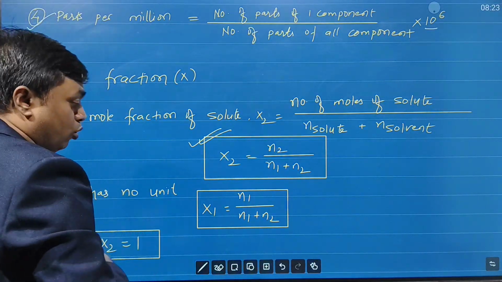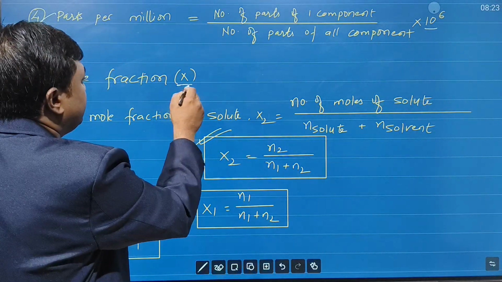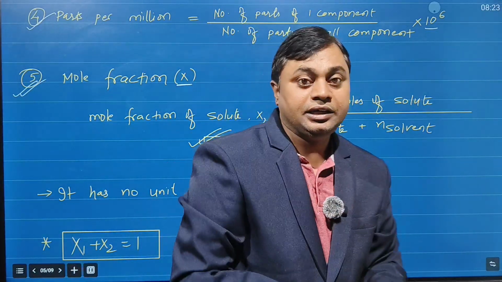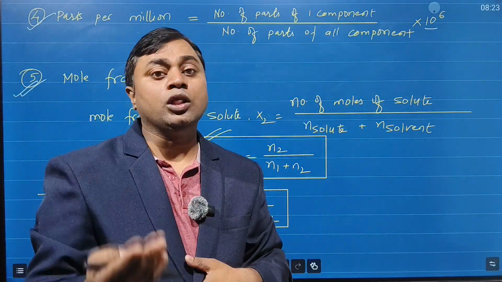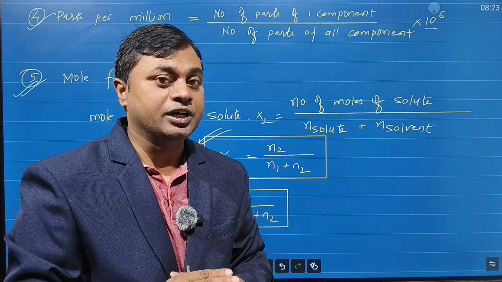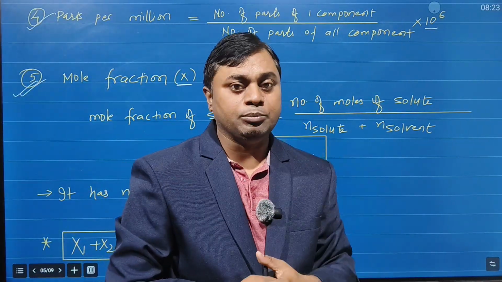Next, how do you find the mole fraction? Mole fraction is generally represented as X. It is nothing but number of moles of one component by number of moles of all the components. Okay, it has no unit also because it is the ratio of two same quantities.